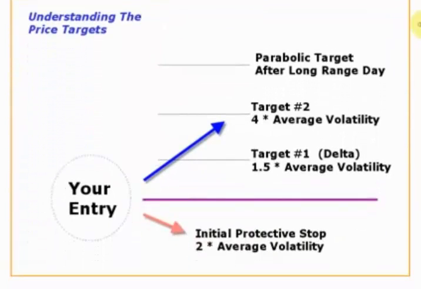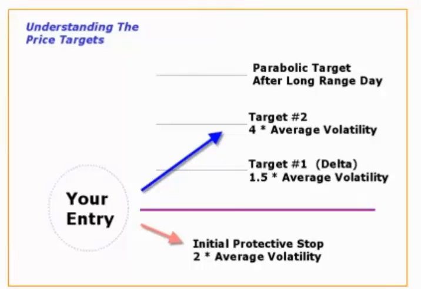Let's talk a little bit about the targets. You're going to get 2 targets in the trade alerts. And basically, in general, here's how things are calculated. There's a little bit more to it than this, but this gives you enough to understand what's happening. When you get an entry, the initial protective stop is going to be somewhere around 2 times the average volatility of the stock. And the software computes the volatility based on like a 10-day period, but it also does a couple other things, like it knocks out some of the extremes.